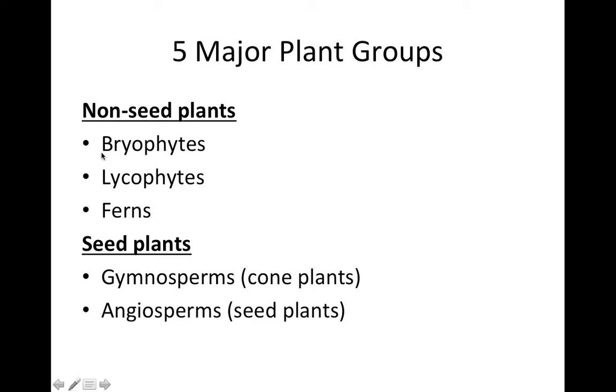The 3 non-seed plants are the bryophytes, lycophytes, and ferns. The 2 groups of seed plants are the gymnosperms, these are the seed plants with cones, and the angiosperms, and these are the seed plants with flowers. So it says seed plants here, but that should really say flowering plants.